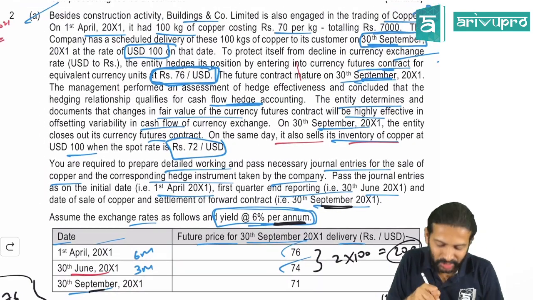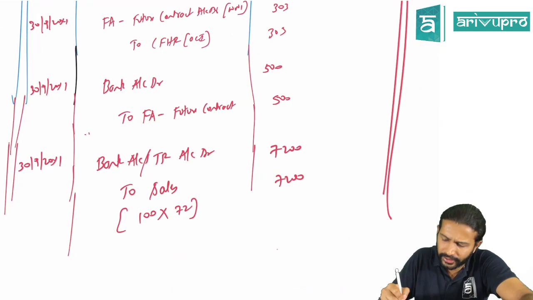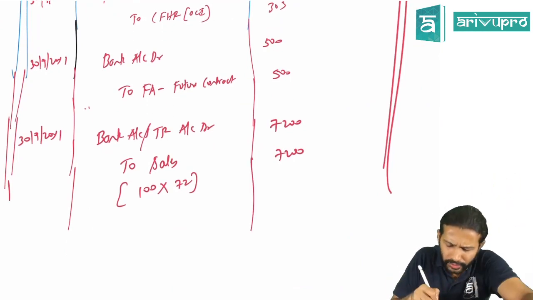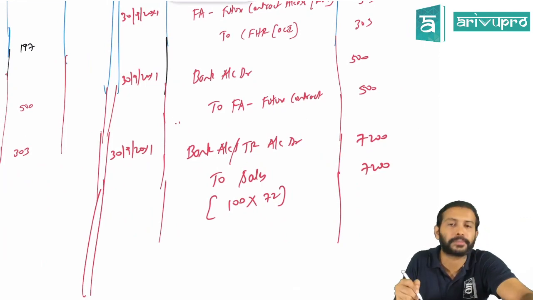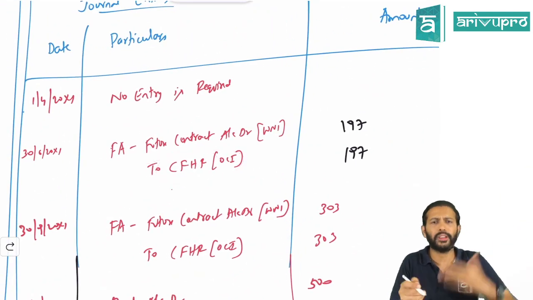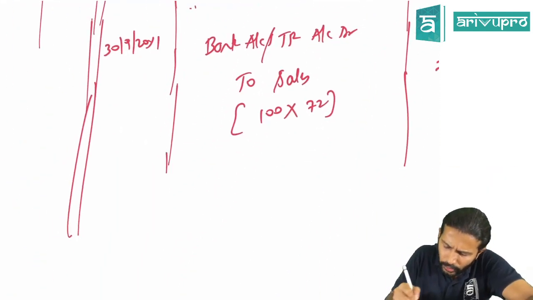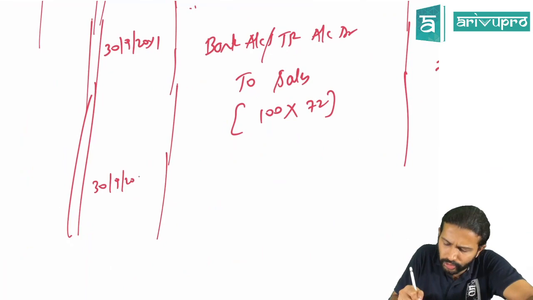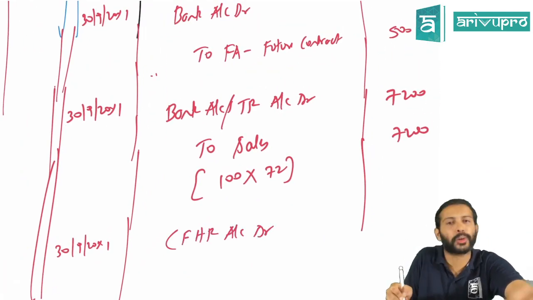So on that day, you sold it at 72 rate. So I've just passed that particular entry. Performance obligation is satisfied, so revenue is also recognized. One last entry is remaining. You parked it in cash flow hedge reserve. Now the contract has ended. On the same day, 30th September 20x1, from cash flow hedge reserve account debit, you will transfer it off to P&L.